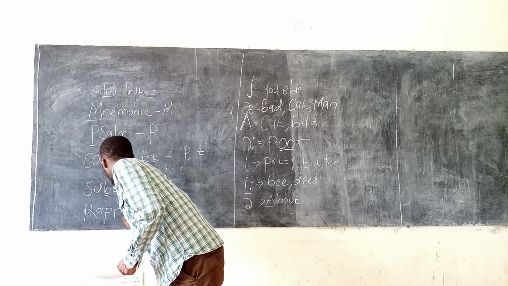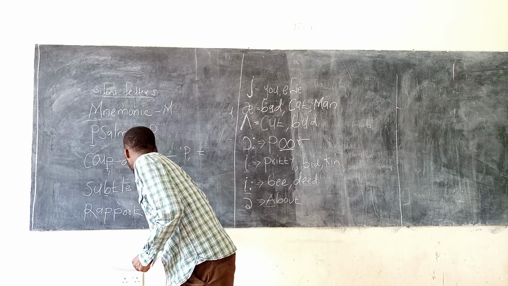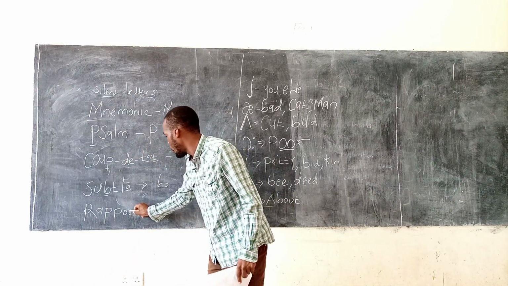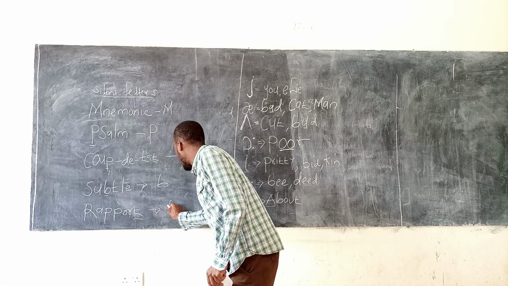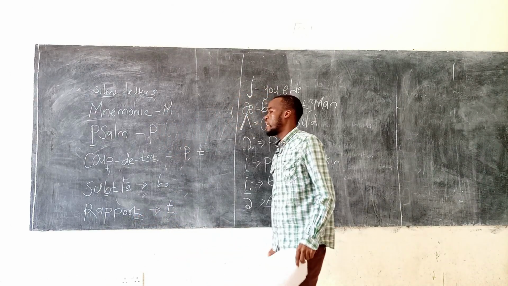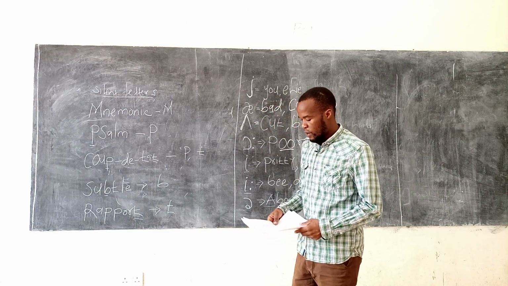Another word we can have in that example is the word rapport. We read that word as rapport and not rapport. It is rapport, and when you read like that, you will easily identify that T is very silent in that word. We say rapport and not rapport.